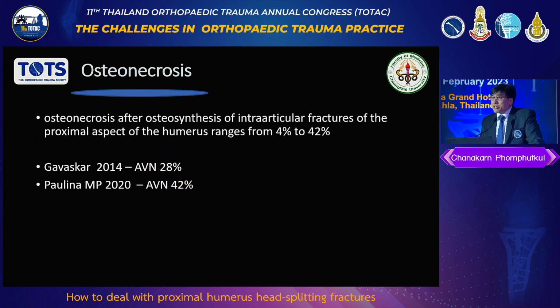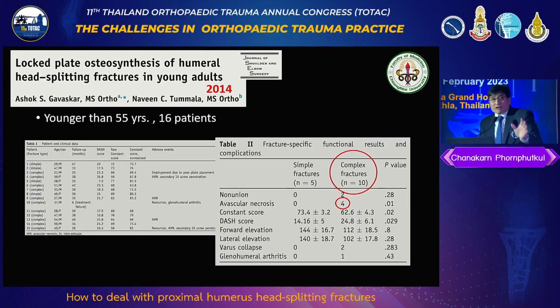So the main complication is osteonecrosis. There is a range of reports from 4 to 44%. But from what I reviewed in the major literature, avascular necrosis occurs in around 1/3 of the patients who have a head split fracture. But if you look at the fracture characteristics, I saw a report that if you get complex fractures, meaning combinations, the incidence is about 40% of avascular necrosis. But if you get simple fractures, the chance is less.